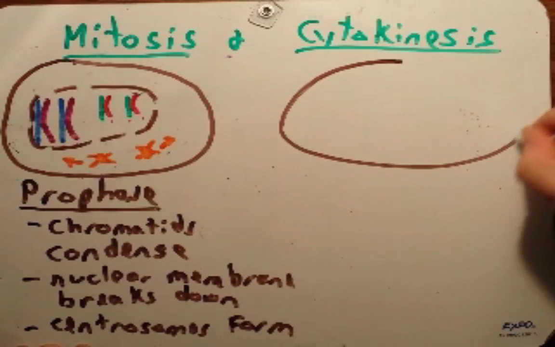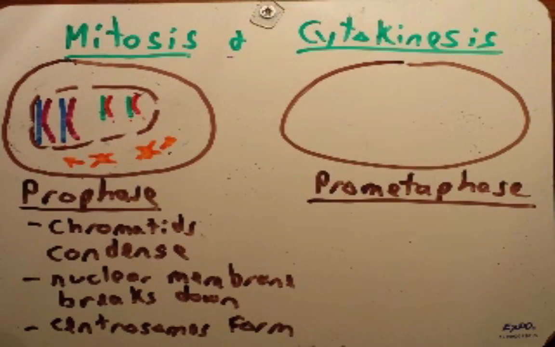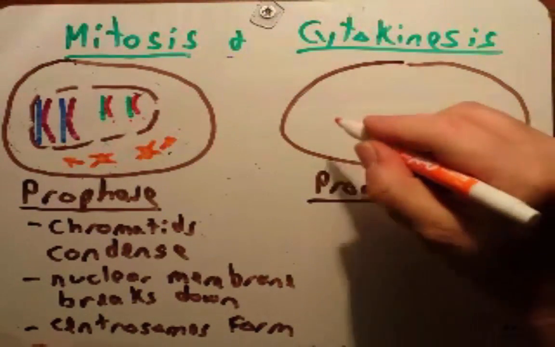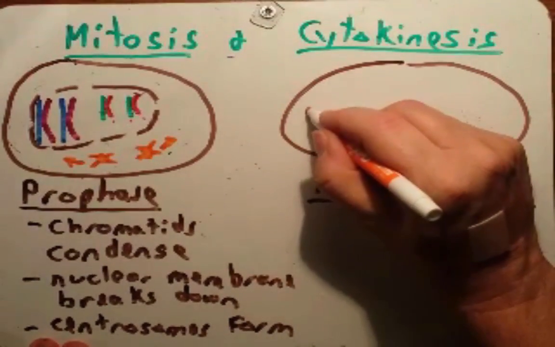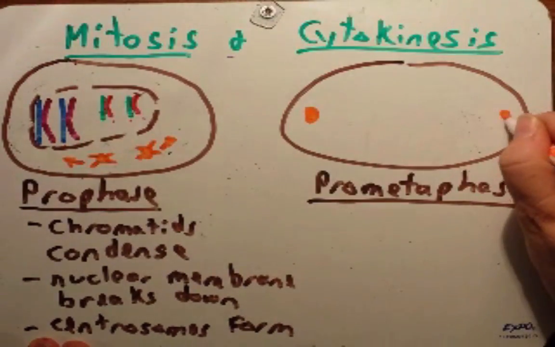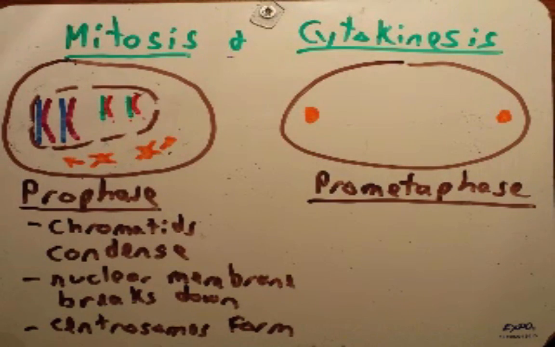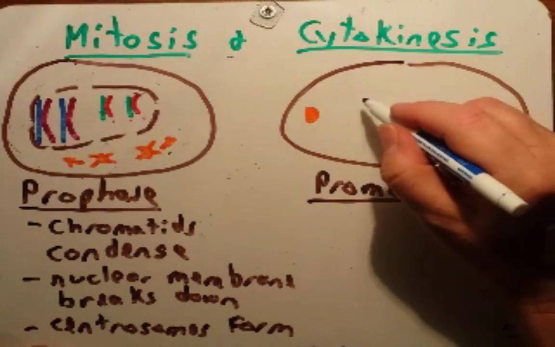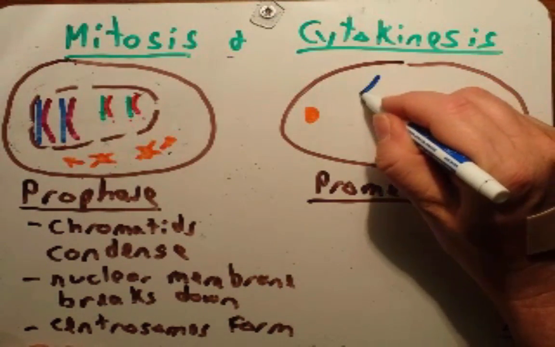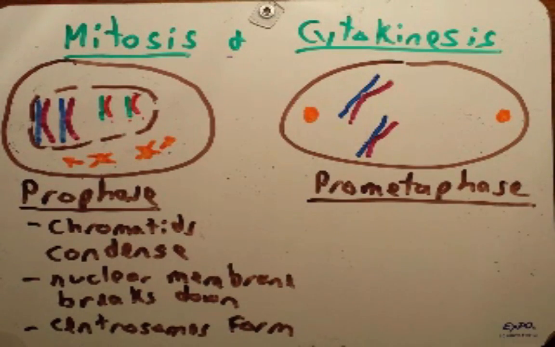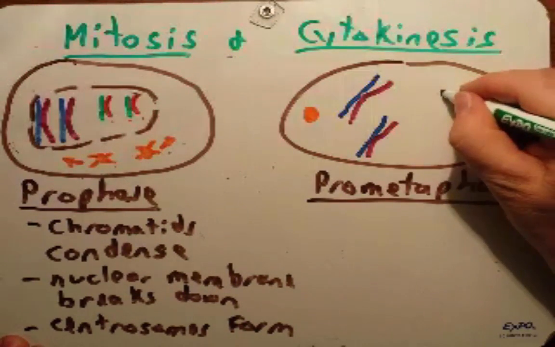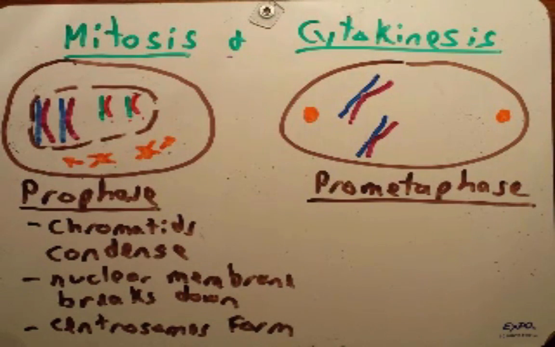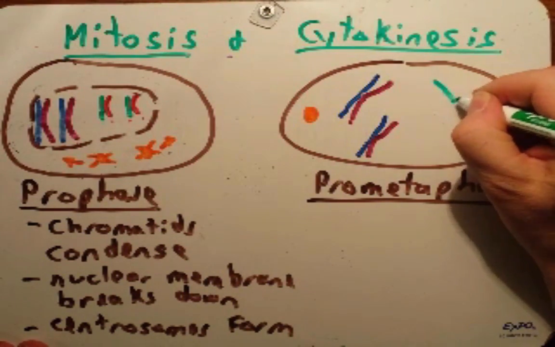Let's draw our big cell here again. One of the key things that's going to happen here is our centrosomes are going to have moved to opposite ends of the cell. And at this point the nuclear membrane has broken down, so that's no longer present, so we don't have to worry about that anymore. And so now we're going to have our chromatids here, and we'll have our other ones over here. I'm purposely drawing them in not any particular pattern.